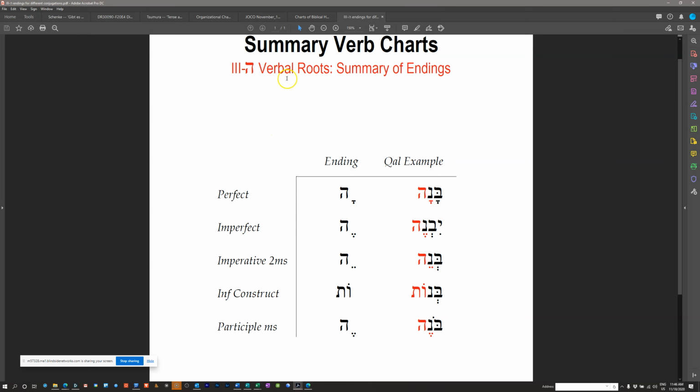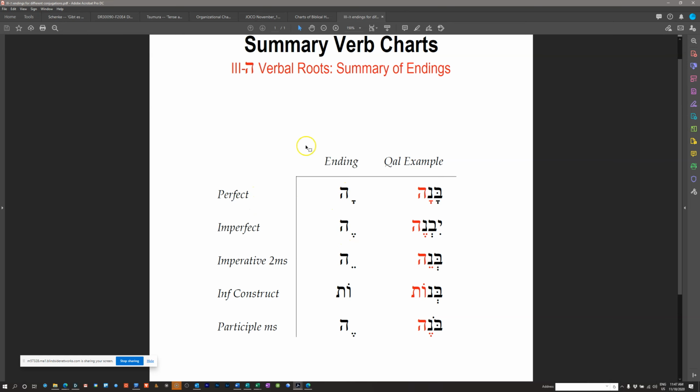In the third hey, when you're in the perfect, the masculine singular is going to end in a qamets hey. When you're in the imperfect, the masculine singular is going to end in a segol hey. And basically, anytime you don't have a suffix on the third hey, you're going to see segol hey. So like 1CS, if bana is our root, he built, it would be evne, okay, rather than evna. So even though that's first person.